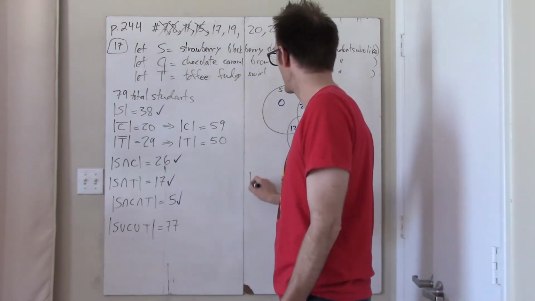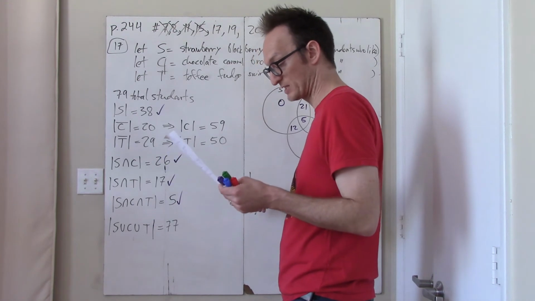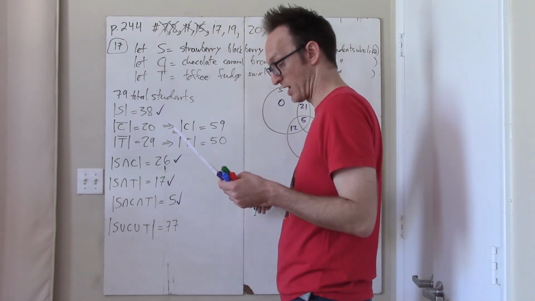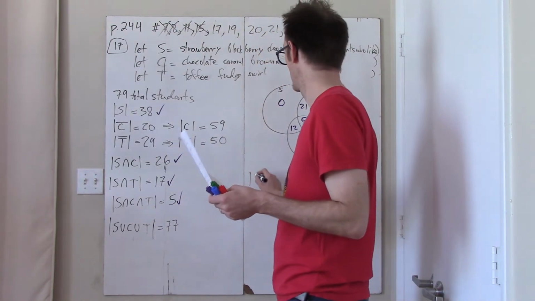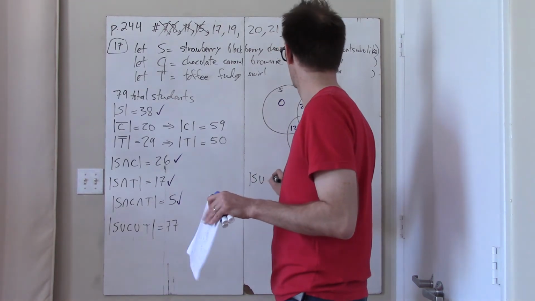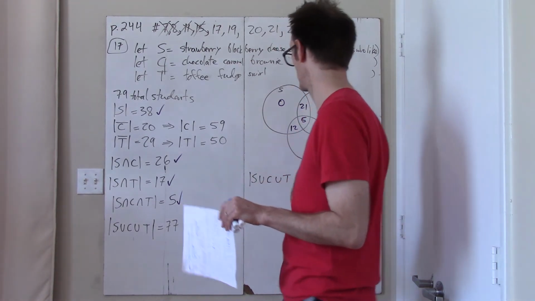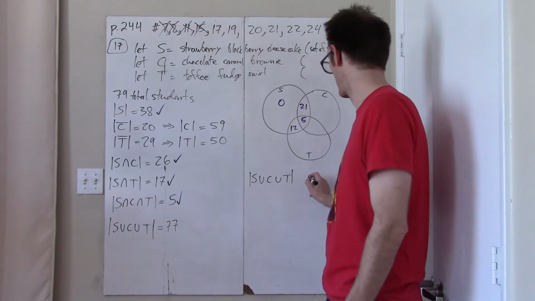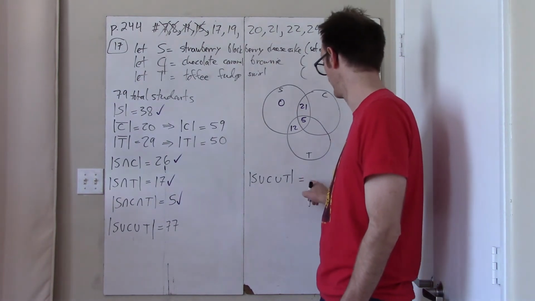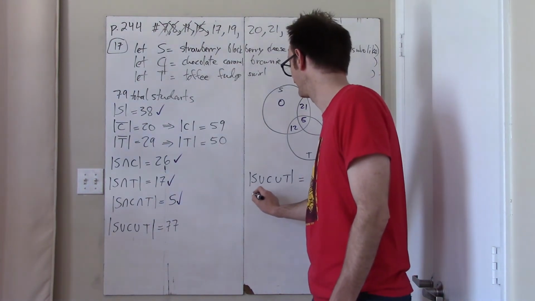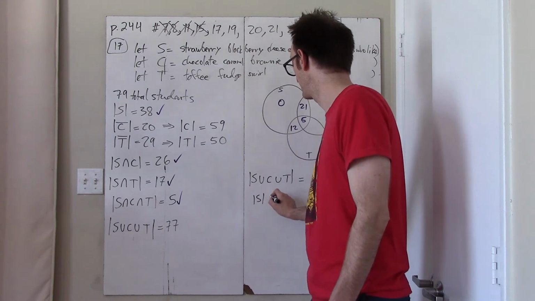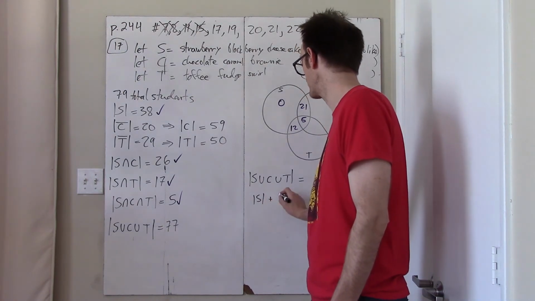Well, what do I know? I know that, is this what I want to do? Sure. I know that S union C union T, this is what this says, is going to be equal to, well, it's going to be the size of S plus the size of C.